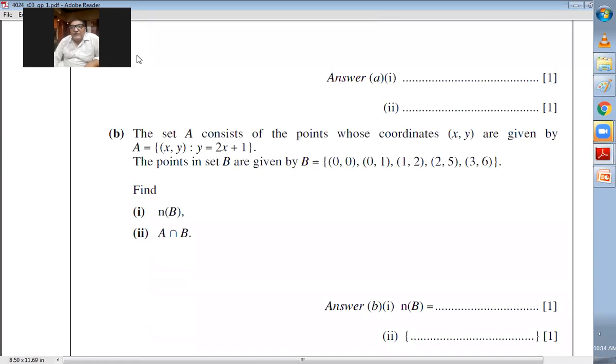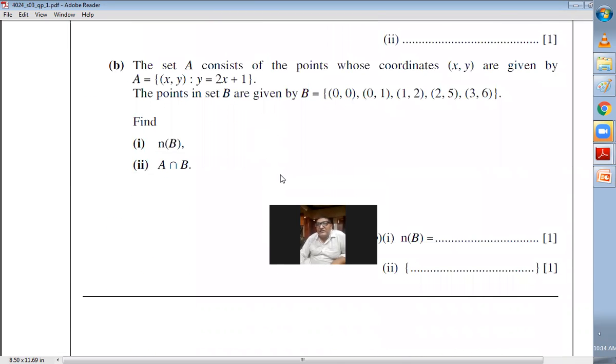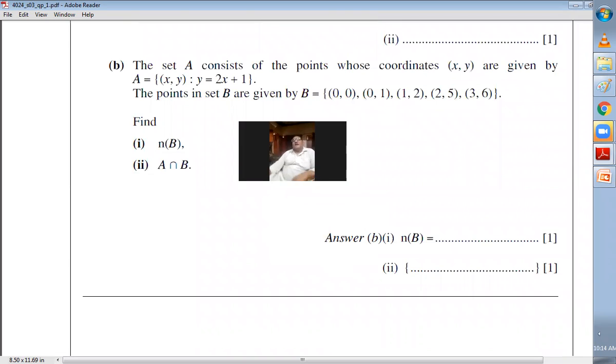Okay, so that's the B part of question number 18. The B part is now showing up on the screen. It says a set A consists of the points whose coordinates x, y are given by A equals such that y is equal to 2x plus 1. The members of B are given as coordinates. It asks how many members are in B. This small n means how many members there are. And we have to find A intersection B.